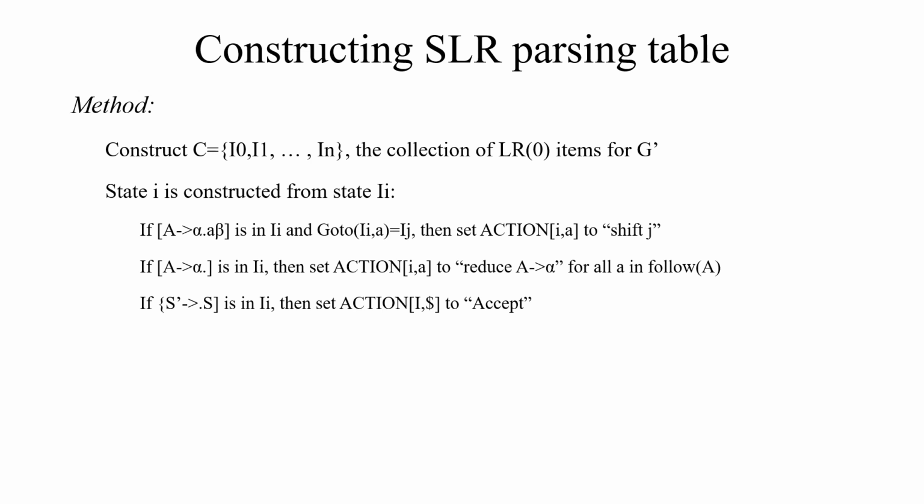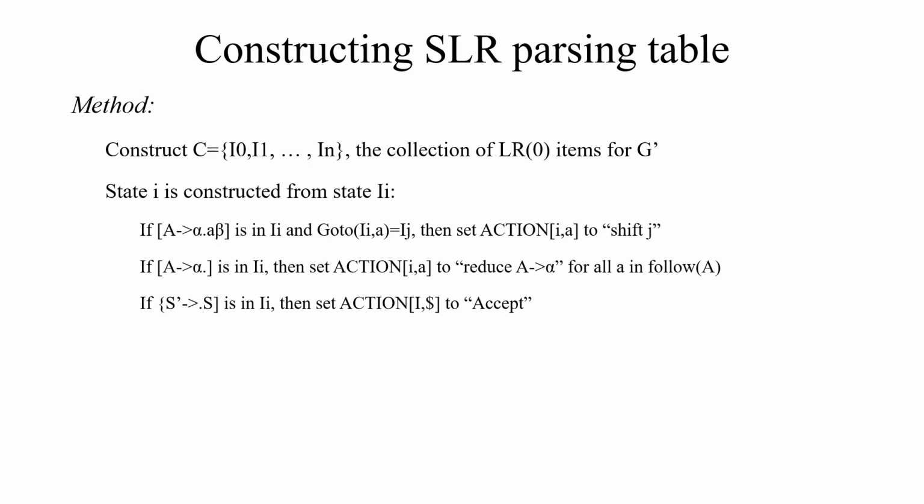Suppose it is a final item, that is A derives alpha dot, then what we have to do? If the state contains a final item, then in the table entry, in the action part, it is not the shift move but the reduce move. So what is the reduce move here? We have to write reduce by A derives alpha, meaning the number of that particular production, where we have to write it only in the follow of A.